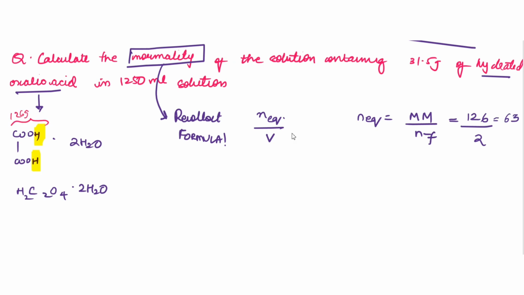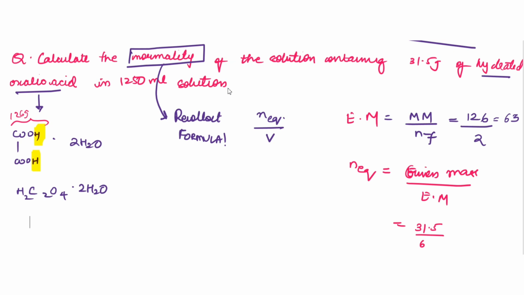So from this easily we can find, sorry, this is the equivalent mass. So equivalent mass is molecular mass by n factor, which is 63. Okay. So now number of equivalents is given mass by equivalent mass. So the given mass is 31.5 grams, which is given, and the equivalent mass which we have just found out, which is 63. So 31.5 by 63 gives us approximately 0.5.